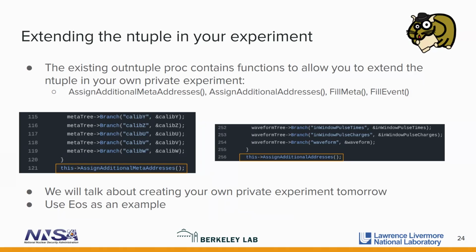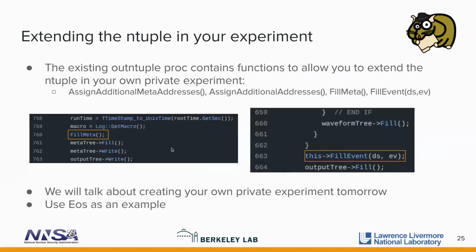But I think in a lot of examples, you may have something that's specific to your experiment. We haven't talked about creating your own private experiment, which we will talk about tomorrow, but I'll use EOS as an example to show that the existing out n tuple processor contains functions that allow you to extend the n tuple in your own private experiment for variables that are specific to your experiment. They have assign additional meta addresses for branches in the meta tree and assign additional addresses for branches in the output tree. These are functions that you can overload, along with fill meta and fill event, which fill the data in those trees.